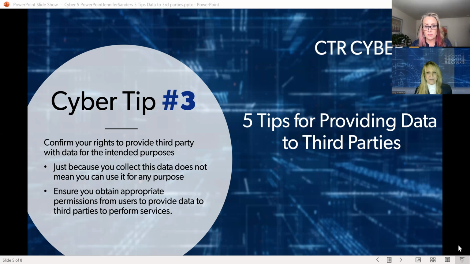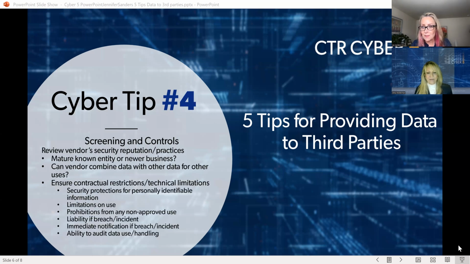So make sure you have the right permissions when you're providing data to third parties to perform services, and that they're only performing those services. Let's go on to tip number 4.